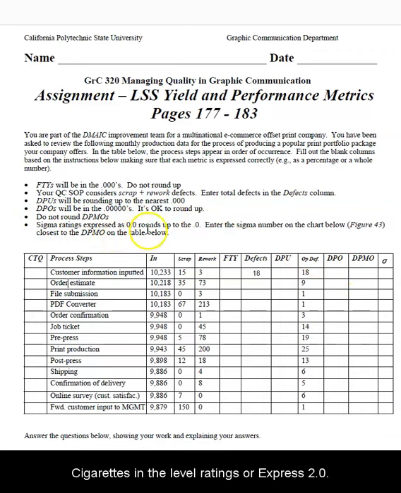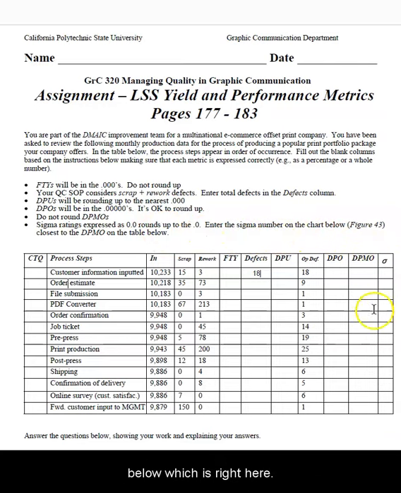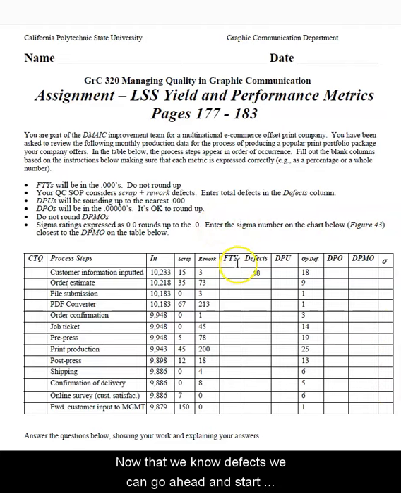Sigma level ratings are expressed in 0.0, rounded to the tenth. So enter the sigma level on the chart below, which is right here, closest to the DPMO in the table. So now that we know defects, we can go ahead and start putting our formulas in.